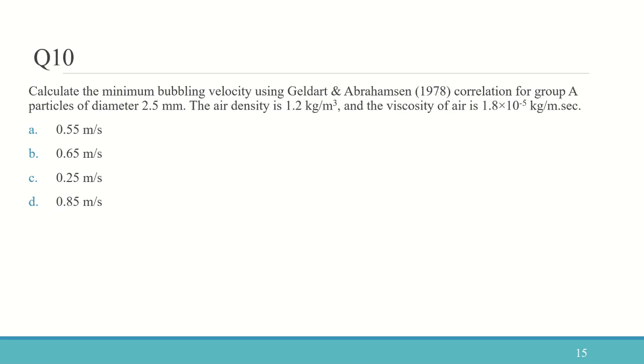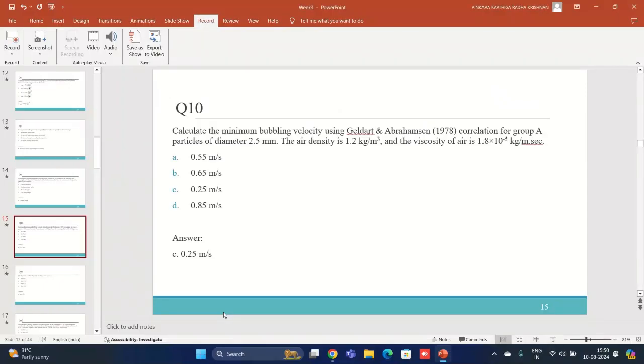Okay, so we'll come back now. Here the question is about calculating the minimum fluid bubbling velocity using the Geldart and Abrahams 1978 correlation. So let us now see how to solve this.